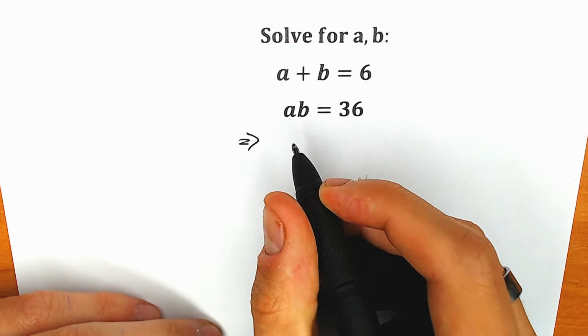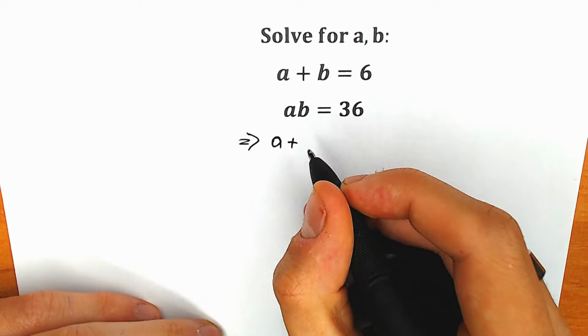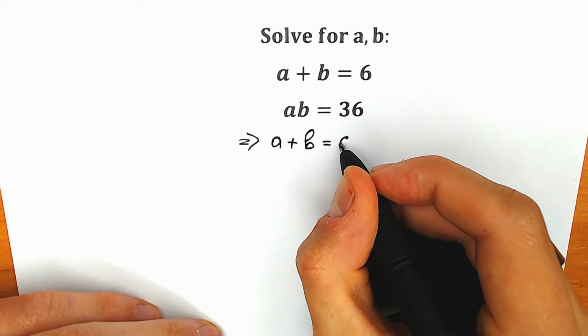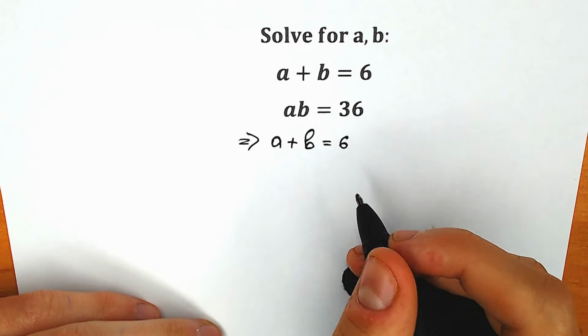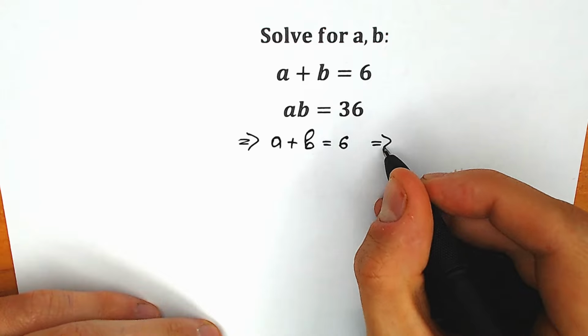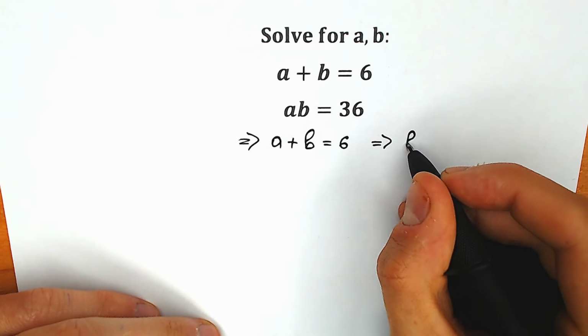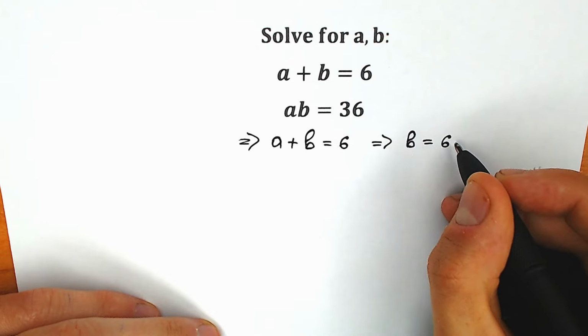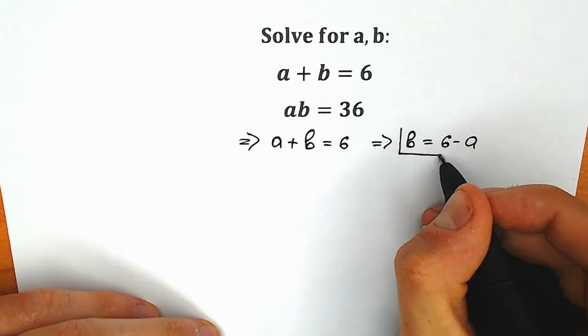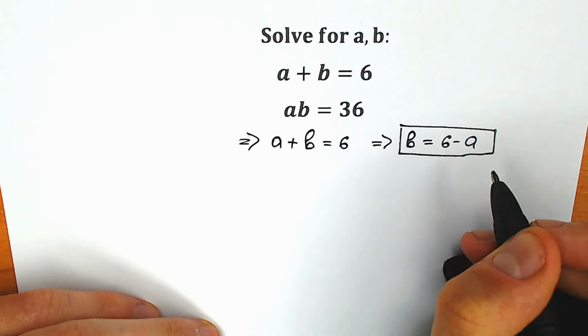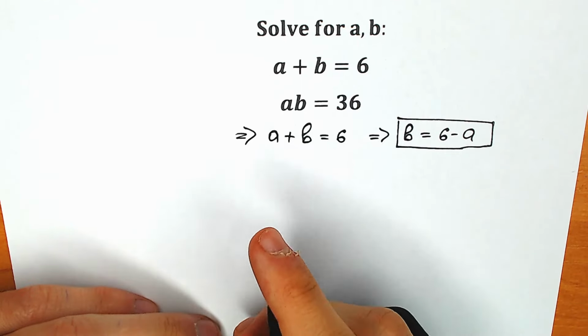This is our first step. We have a plus b equals 6, and from here we can easily express b. So our first step is to express b. So b equals 6 minus a. This is a really important expression, so I want to underline it. So b equals 6 minus a.